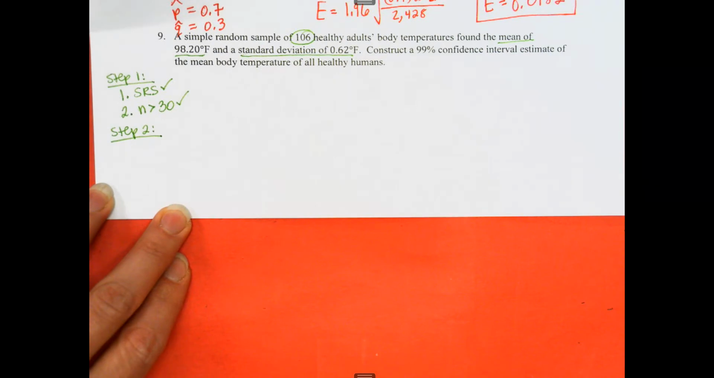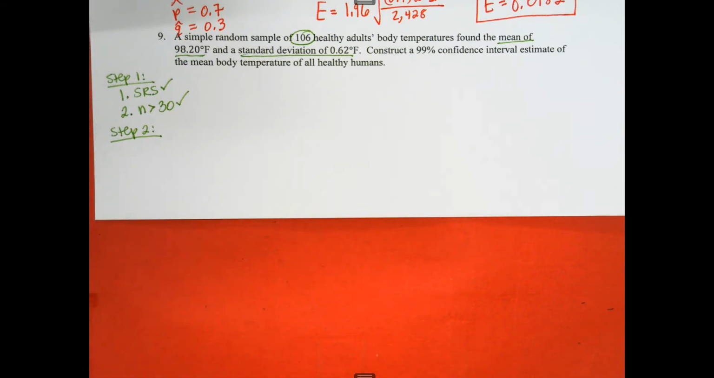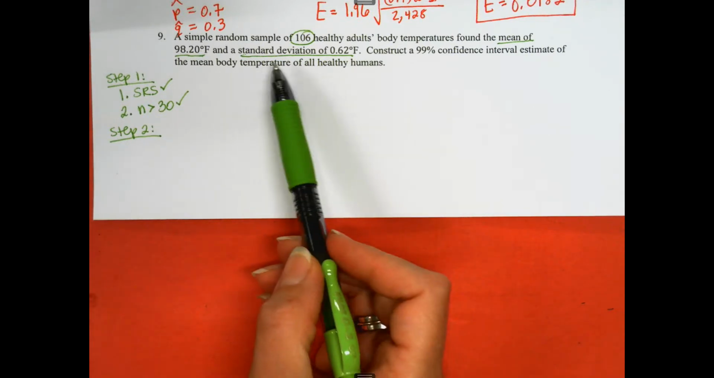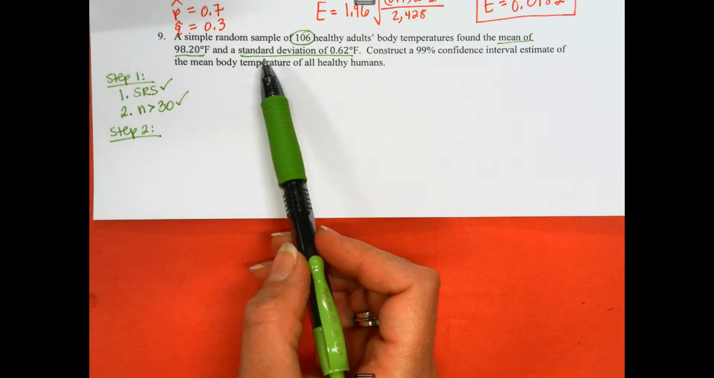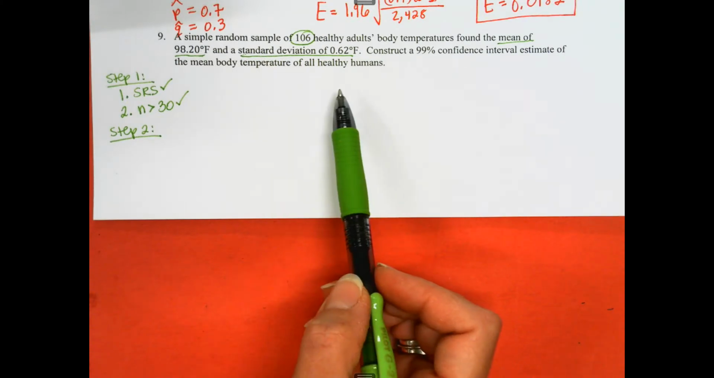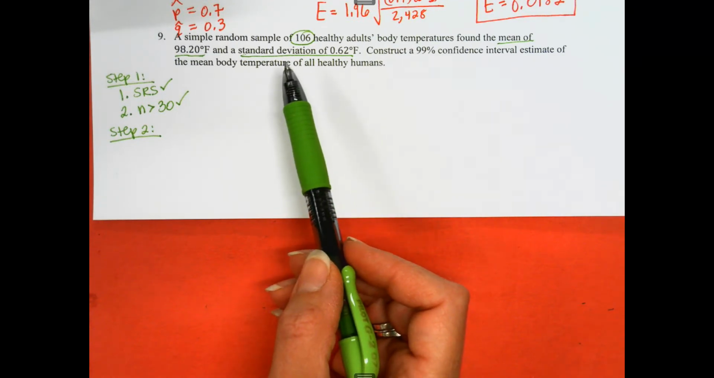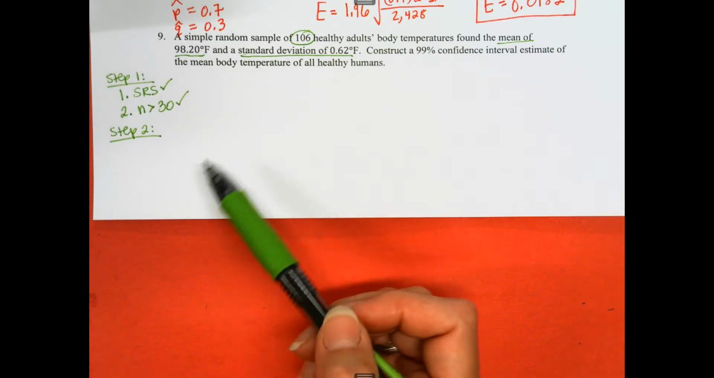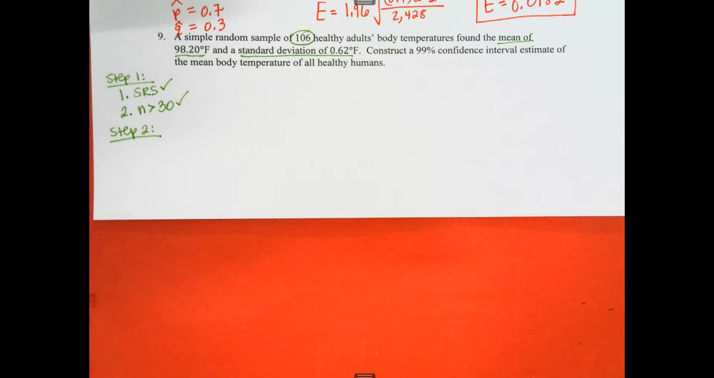The second thing we have to do is determine our critical value. We need to determine, are we using a normal distribution or a t-distribution? Since it gives us the sample standard deviation, not the population's standard deviation, it didn't tell us the standard deviation of all healthy humans. It told us the standard deviation of this random sample. That clues us into the fact that we're going to have to use a t-distribution.